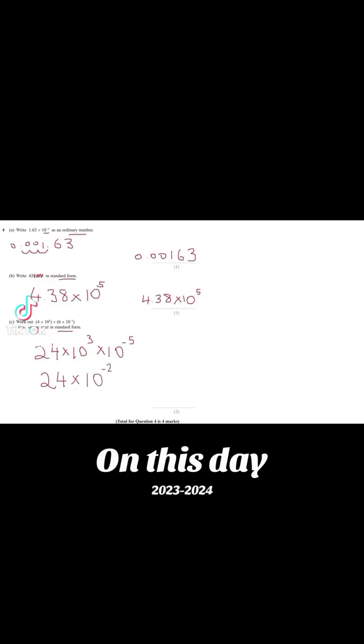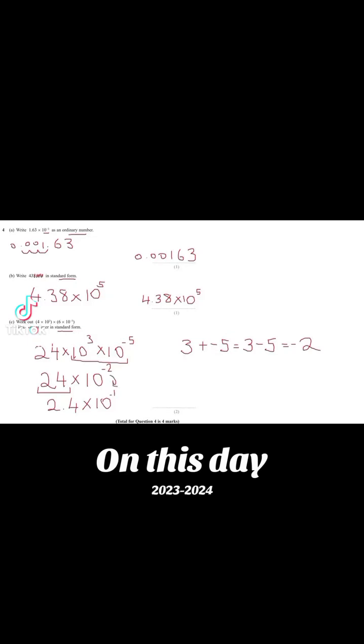If you're not sure where that's come from, when you multiply with the same base, you add the powers. I'm going to have 3 plus negative 5. 3 add negative 5 is the same as saying 3 subtract 5, which goes to minus 2. Give your answer in standard form, so that has to be between 1 and 10. So it has to be 2.4. I've made that 10 times smaller, so I have to make this 10 times bigger. That'll be 10 to the minus 1 to keep the sum balanced.